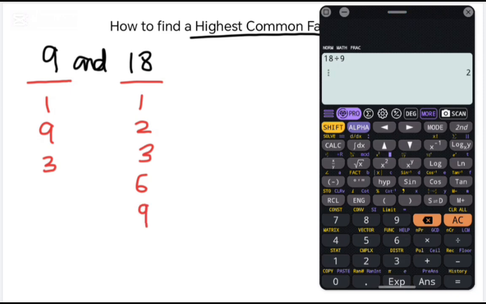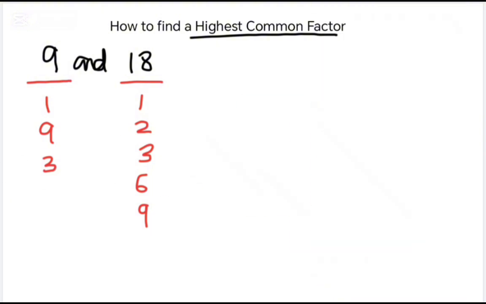So these are all the factors of what? Of 18. So when we talk about the common factor, the highest common factor, we talk about the factor that is on both sides, that is the highest. Common means something that is there on the 9 and also on the 18.